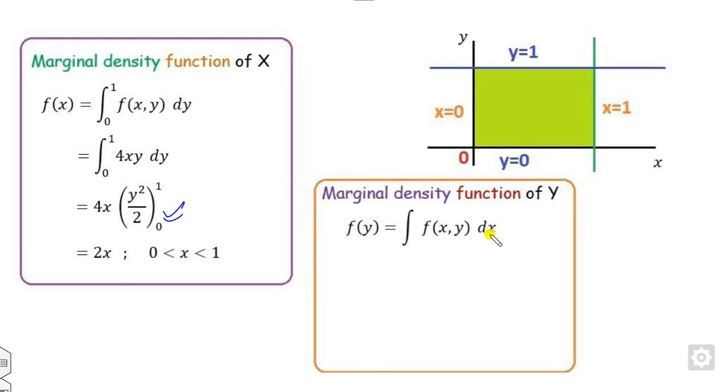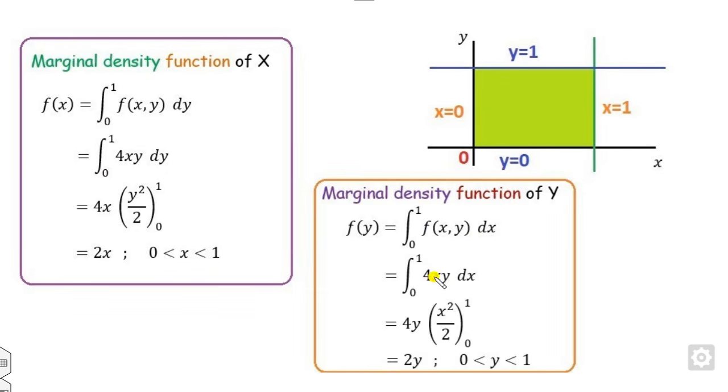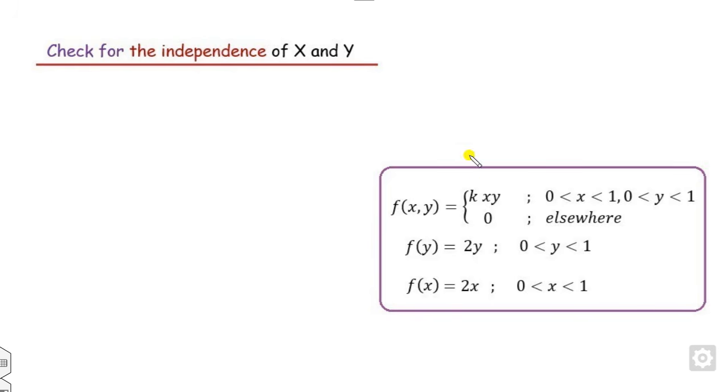Similarly, to find the limit on the x-axis, you can take the limit of the x-axis 0 to 1, substitute the value as here, and you will get this marginal here. Therefore, what you get is, you have the function kxy, you get the marginal of y and the marginal of x. Are they independent? What is the condition? You have to check whether this is true or not.